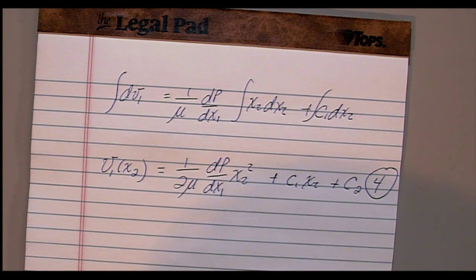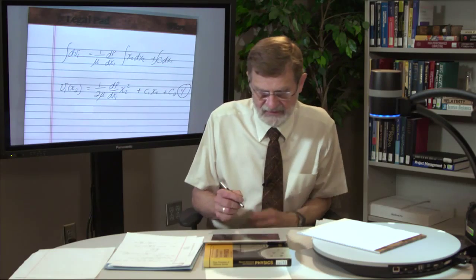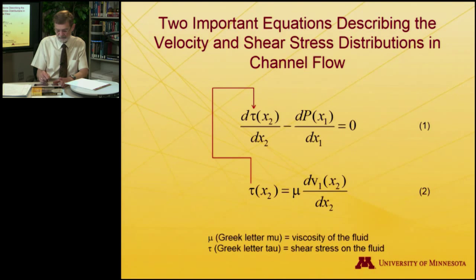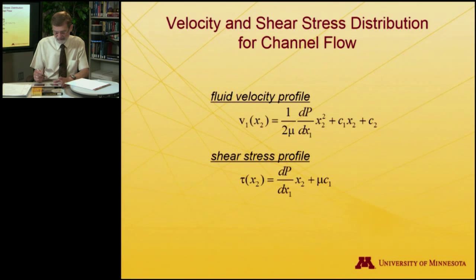Okay, and now to make some progress, we need to apply some boundary conditions to this. So let me move back to the PowerPoint presentation. So here's what we've done. We've inserted the expression for tau in equation 2 into the differential equation for tau. And we've come up with two equations, one that describes the velocity profile, the upper equation, for v1, the velocity as a function of position. And we have some constants in it that we have to solve for. And we have the shear stress profile with a constant c1 in it.